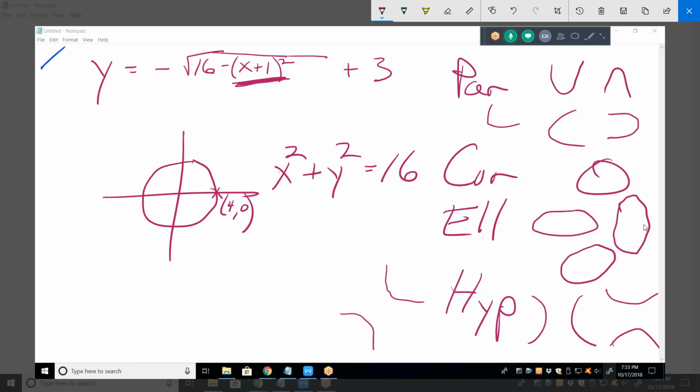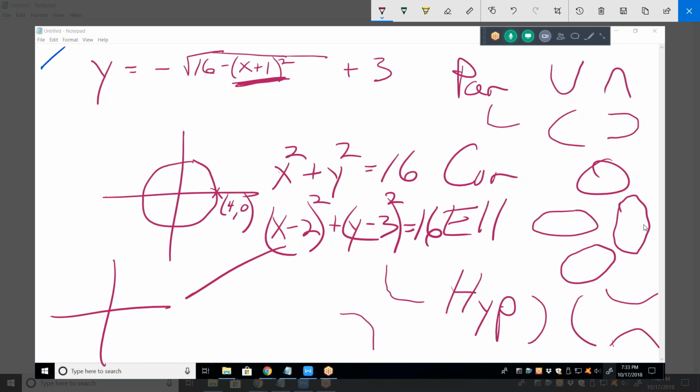If it's x minus 2 squared plus y minus 3 squared equals 16, then this is a circle not whose center is at the origin, but whose center is at (2, 3). Still has a radius of 4. This is always r squared over here, so your radius is always going to be the square root of that number on the right.